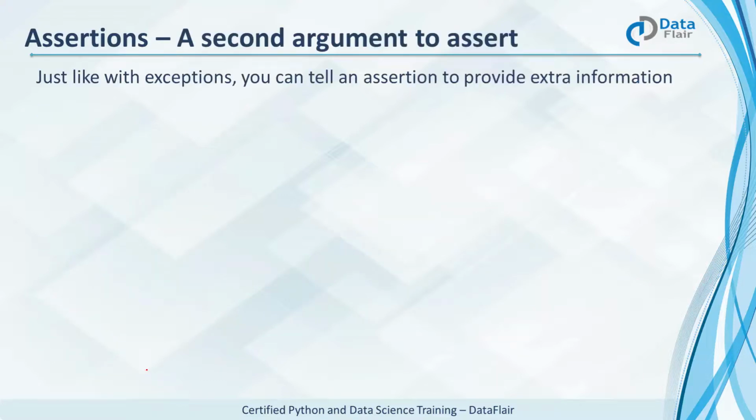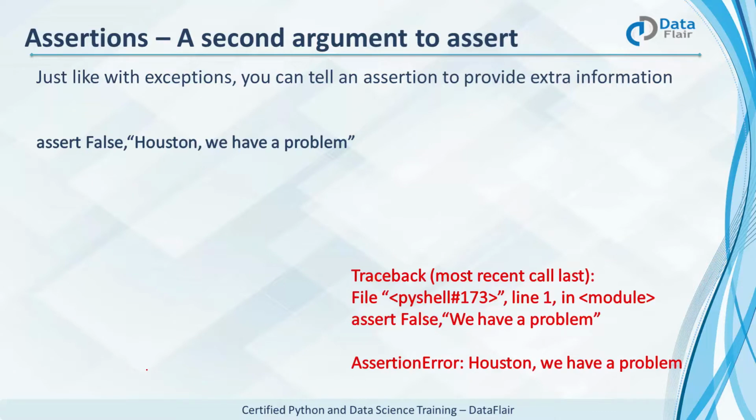Like the raise keyword, we can provide a second argument to assert. This is a way to provide extra information to the user through the assert statement. This assert has a condition that's always false because it is literally false. And this raises an assertion error saying, Houston, we have a problem.